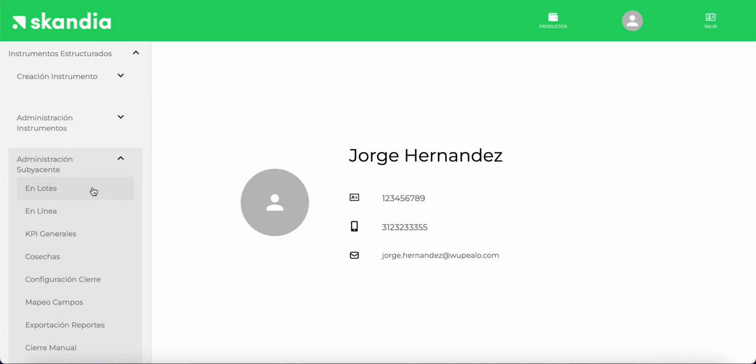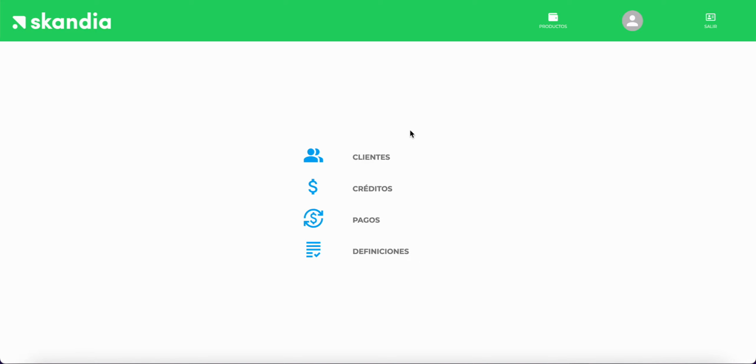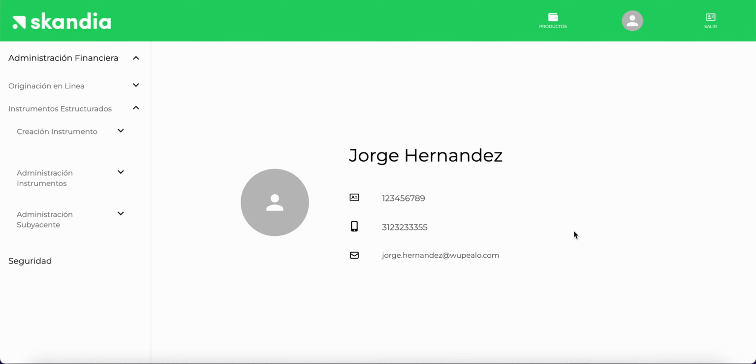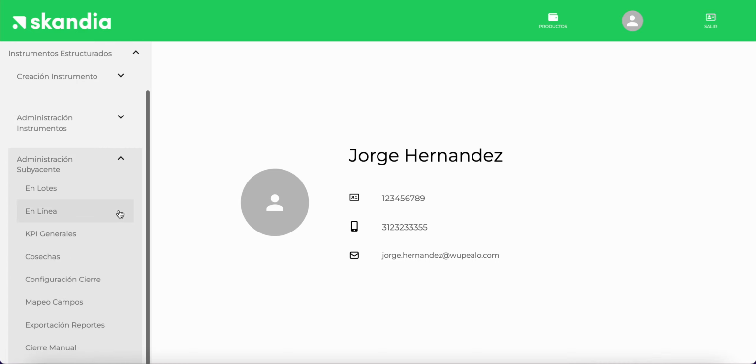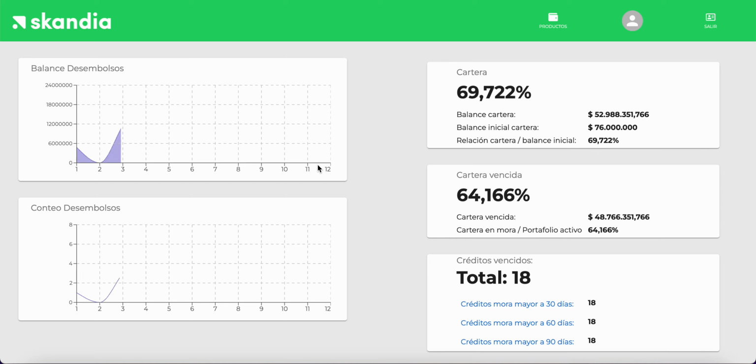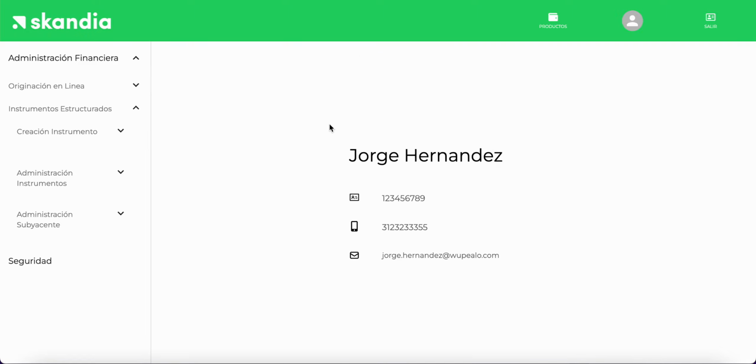Regarding the underlying assets, we have to upload the information. We can do it through files or through APIs or connecting directly to the database of the originator or using our origination model. After uploading the required information, we can assess the performance of the underlying assets by reviewing the general KPIs, for example, the disbursement behavior, portfolio, defaulted portfolio, and specific loans with default.